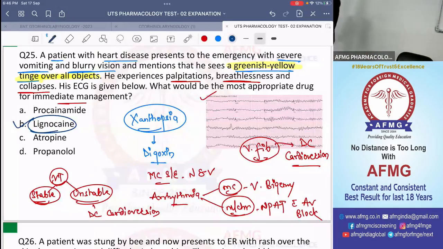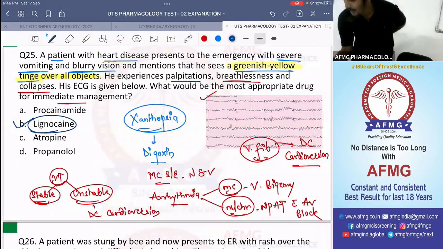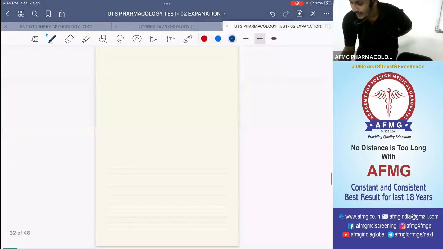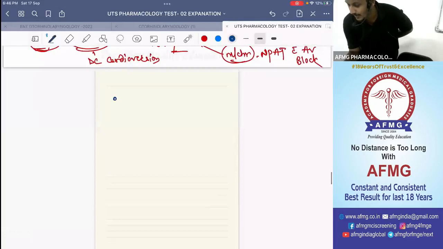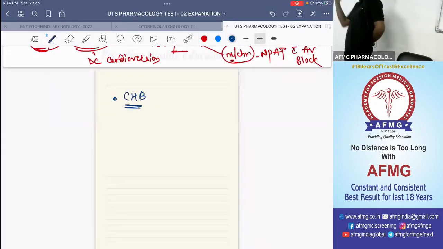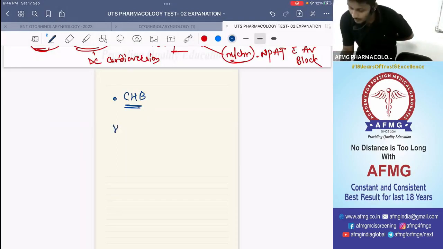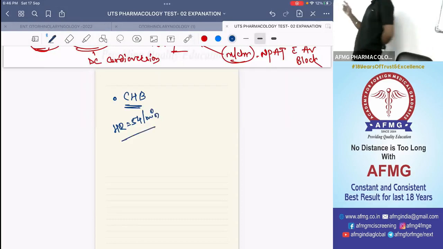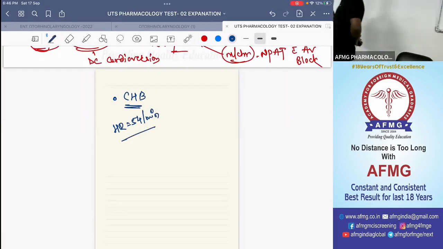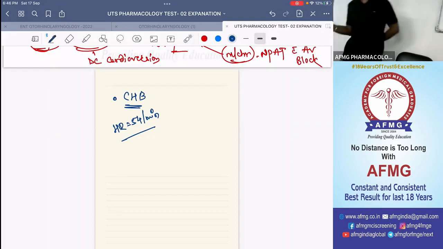But the NEET PG question this time did not give a tachyarrhythmia. Rather, they said that the patient was having a complete heart block, which is a bradyarrhythmia. The heart rate of the patient given was around 54 per minute. So in this condition, please remember, lignocaine, phenytoin or DC cardioversion, none of these would be done in the patient.